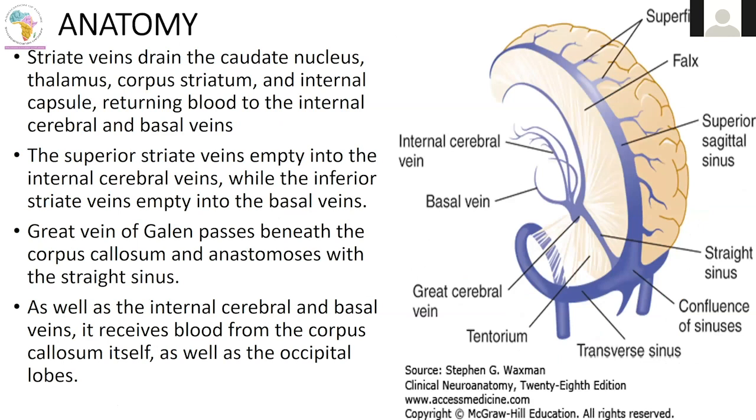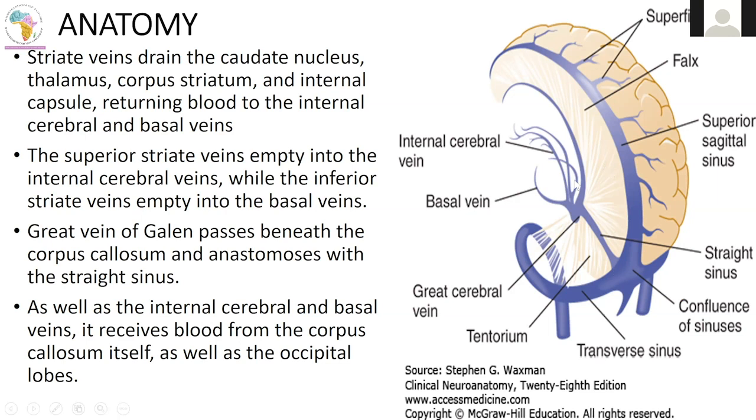The striate veins drain the caudate nucleus, the thalamus, the corpus striatum, and the internal capsules, returning blood to the internal cerebral and the basal veins. The superior striate veins empty into the internal cerebral veins, while the inferior striate veins empty into the basal veins. The great vein of Galen passes beneath the corpus callosum and anastomoses with the straight sinus, as well as the internal cerebral and basal veins. It receives blood from the corpus callosum itself as well as the occipital lobes.